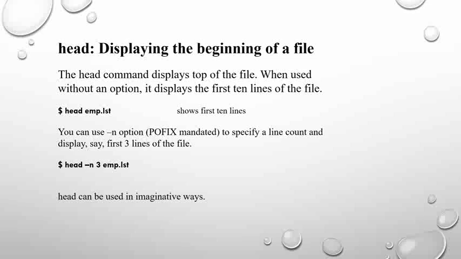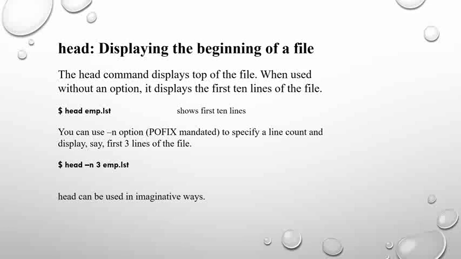If I use an option to specify the line count, as I don't want 10 lines, I want only a few lines, I can use an option to specify the line count. Suppose if I want to display 3 lines, I can use the -n option. As you can see in the example, head -n and the number is nothing but your line count. I want to display the first 3 lines of the file. So 3, and what is my file name?